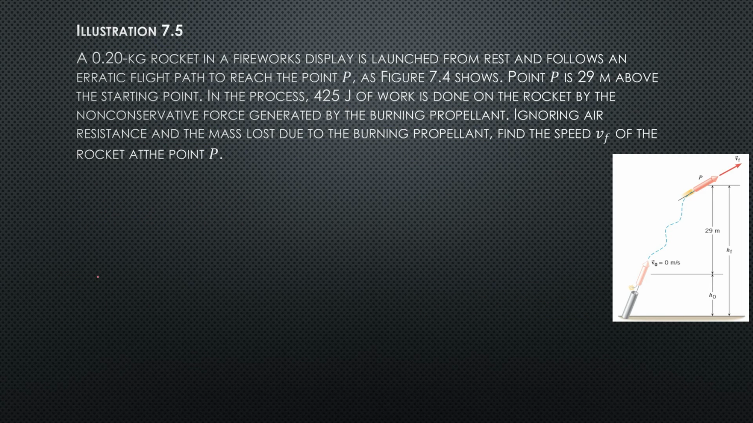Illustration 7.5. A 0.20 kilogram rocket in a fireworks display is launched from rest and follows an erratic flight path to reach the point P, as shown in figure 7.4. So at the initial position, then an erratic path, then at point P with final speed. Point P is 29 meters above the starting point.